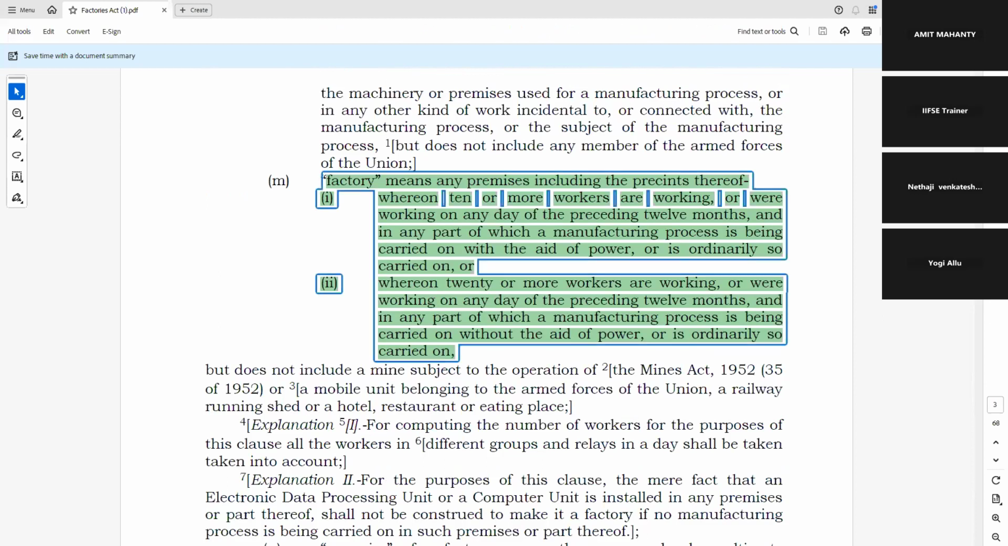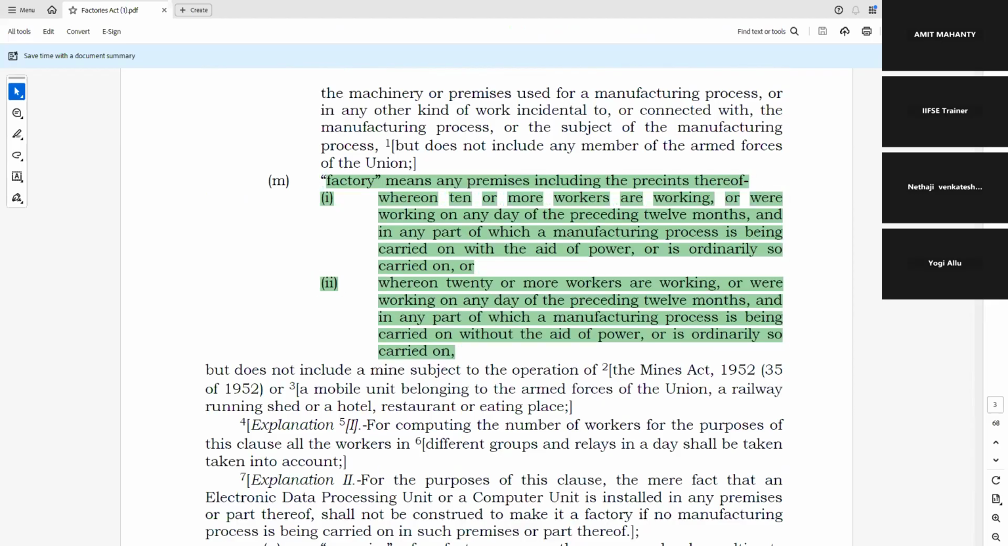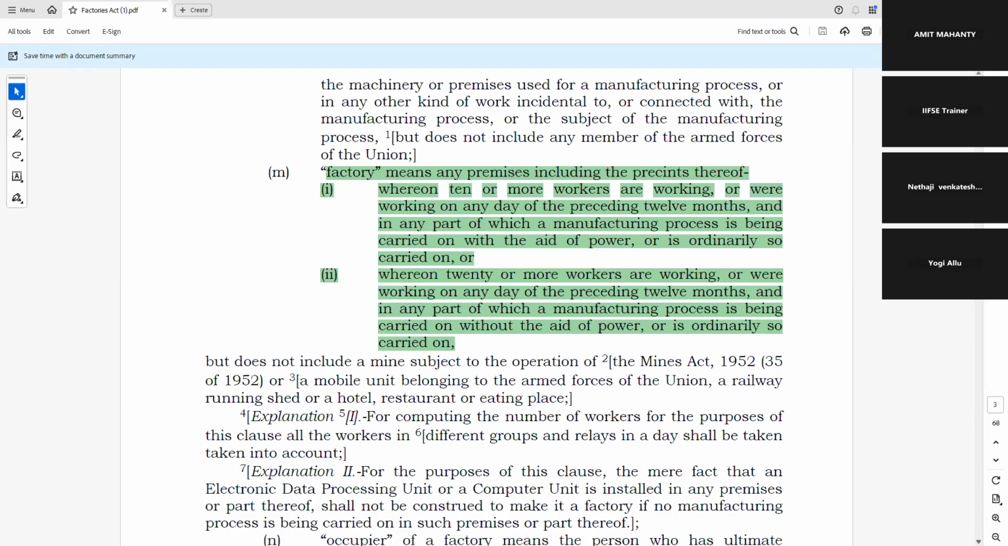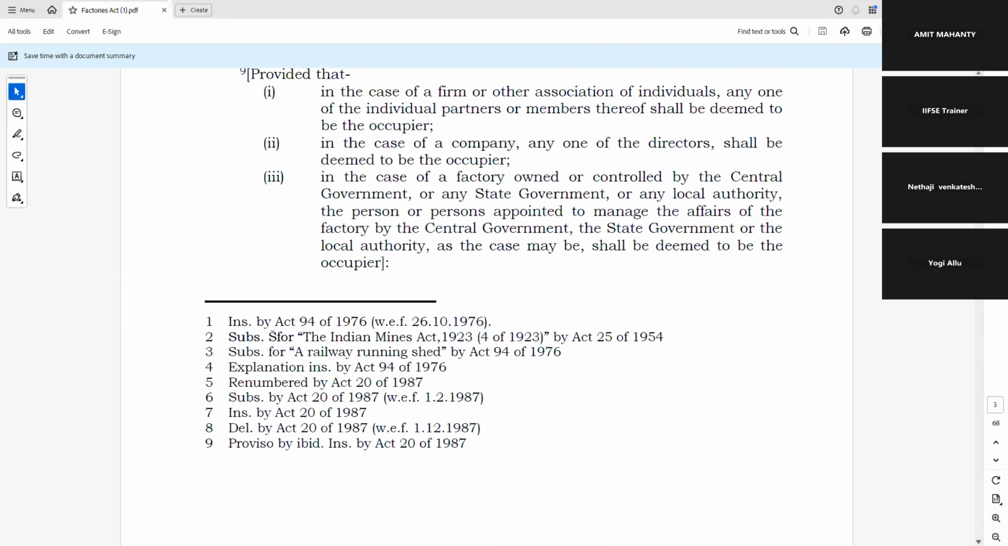Okay. Then we have seen factory, which is where 10 or more people are working with the aid of power, or where 20 or more workers are working in a manufacturing process without power, is called a factory.